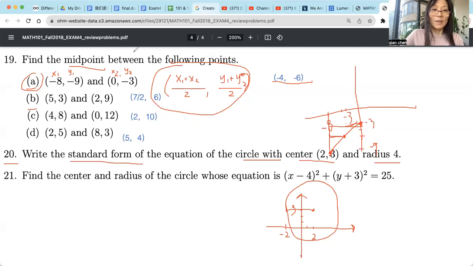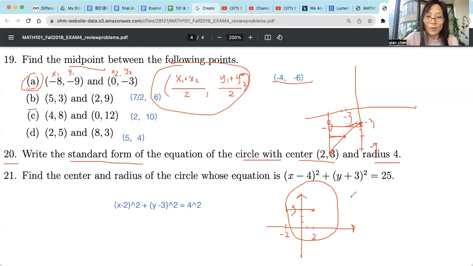So how do we do that? We write it as x minus the x value of the center, 2, squared, plus y minus the y value of the center, which is 3, squared, equals radius squared. Let's see, where does this come from?